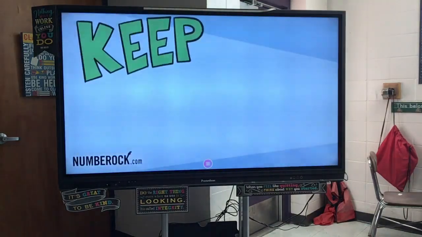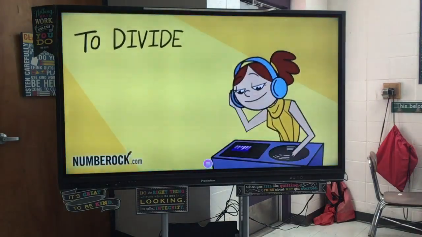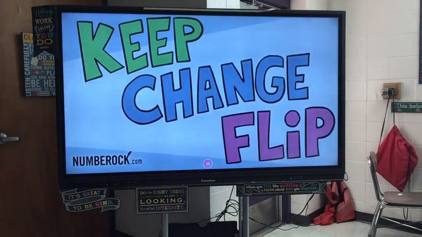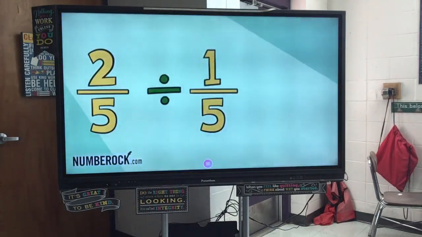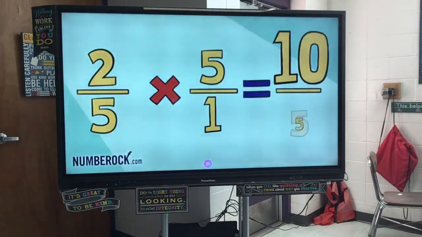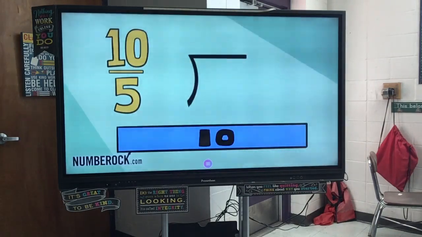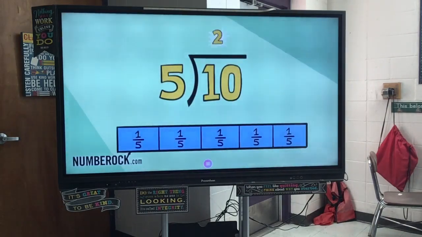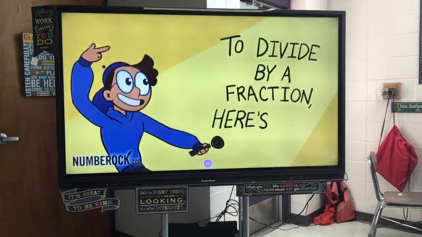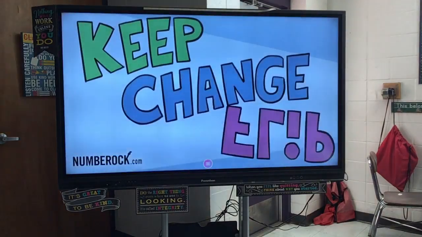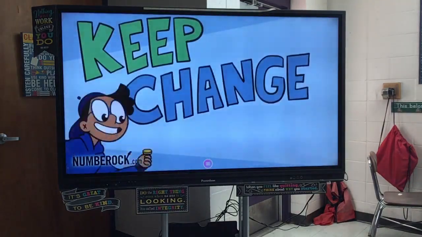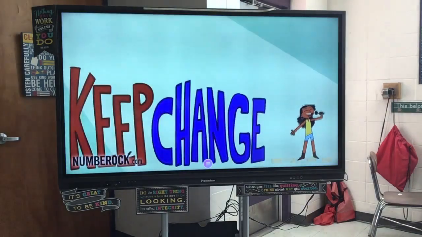Here's a 10. Keep, change, flip. To divide 2/5 by 1/5. Keep, change, flip. 2 times 5 is 10, and 5 times 1 is 5. It's an improper fraction, so you need to divide. 10 divided by 5 equals 2. When we divide by fractions, this is what we do. To divide by a fraction, here's a 10. Keep, change, flip.